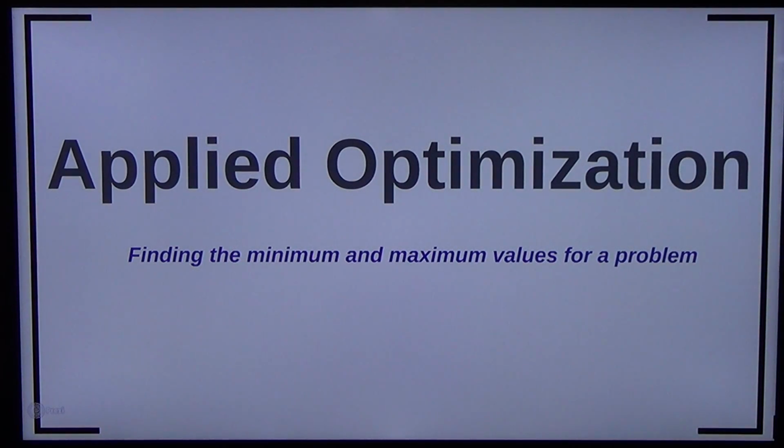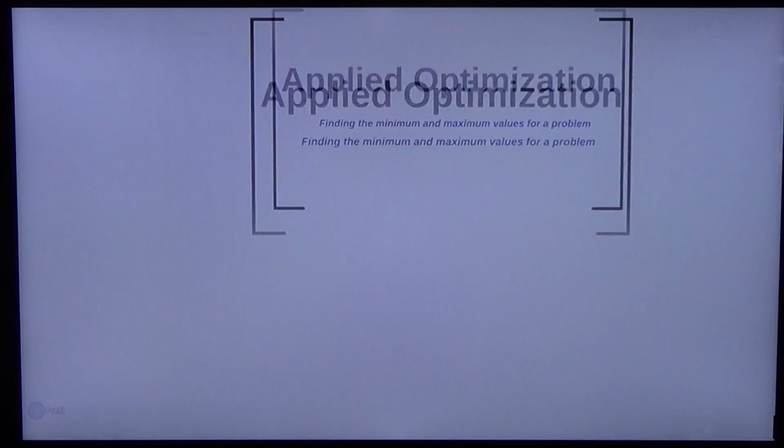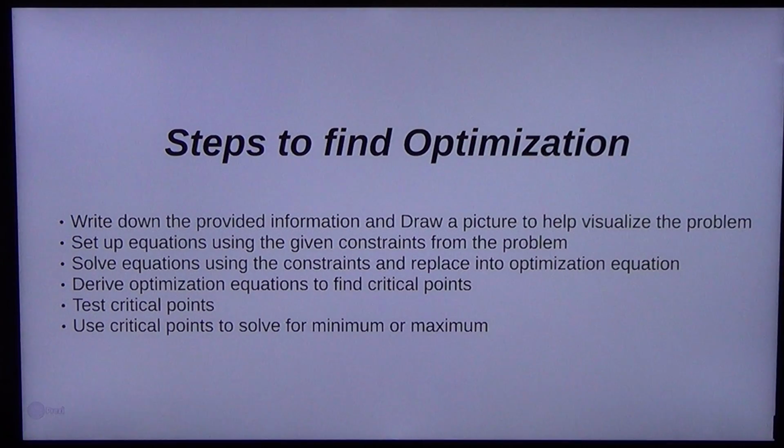This lesson is on applied optimization, or how to find either the minimum or maximum values for a problem. There are a few basic steps that help solve these types of problems. First, read through the problem and write down all the important information. If it helps, draw a picture as well.